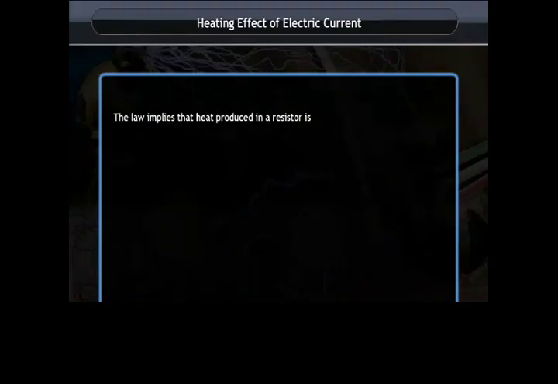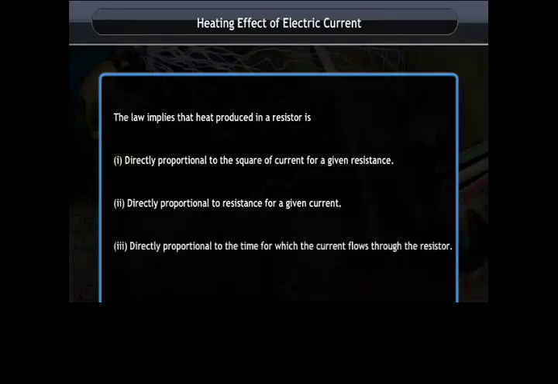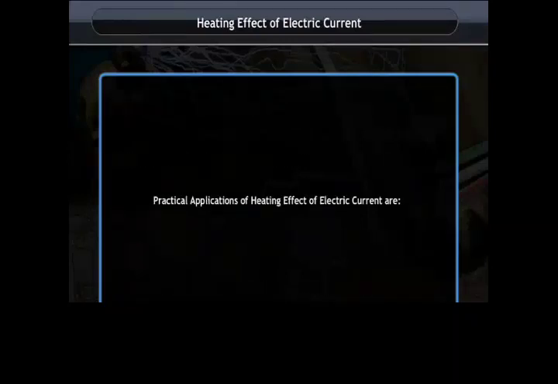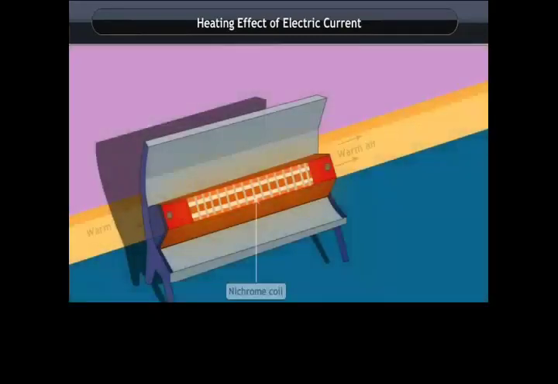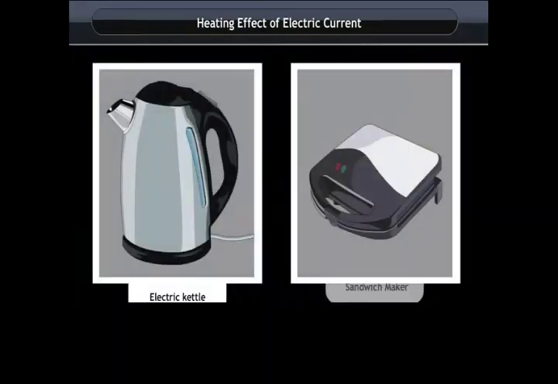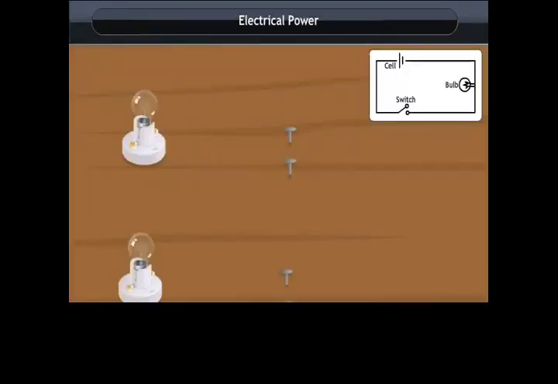The law implies that heat produced in a resistor is directly proportional to the square of current for a given resistance, directly proportional to the resistance for a given current, and directly proportional to the time for which the current flows through the resistor. In practical situations, an electric appliance is connected to an unknown voltage source. Practical applications of heating effect of electric current are electric heaters, bulb filaments, electric fuse, electric kettle, sandwich maker, toaster and electric iron.